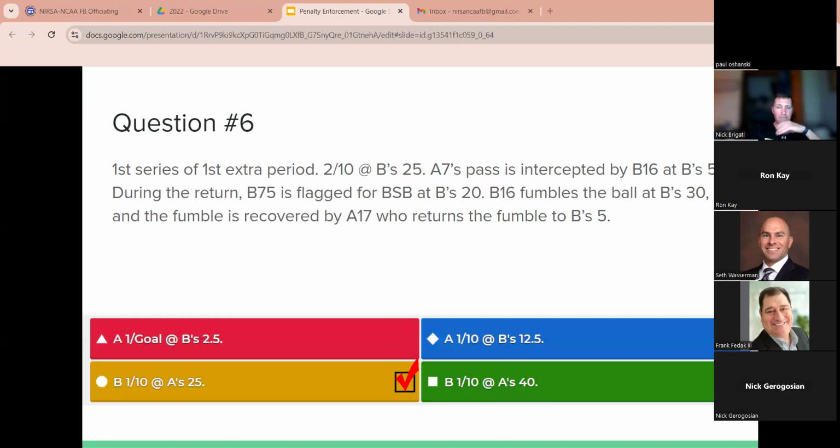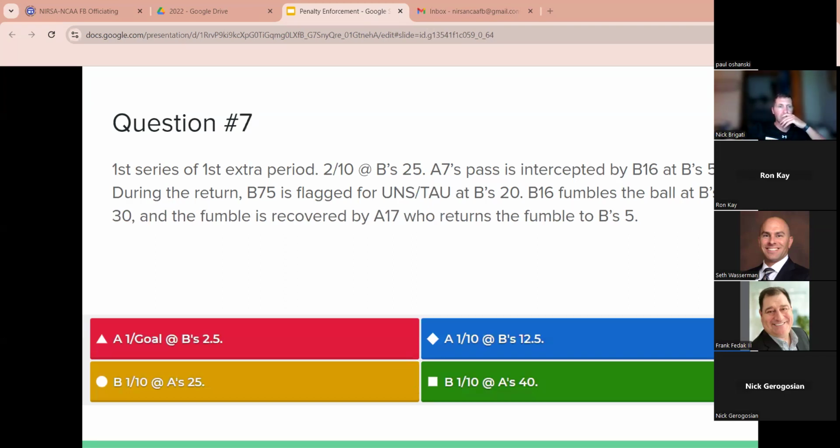Thanks, Mark. Appreciate it. Richard. First series of the first extra period, 2nd and 10 at B's 25. A7's pass is intercepted by B16 at B's 5. During the return, B75 is flagged for taunting at B's 20. B16 fumbles the ball at B's 30, and the fumble is recovered by A17, who returns the fumble to B's 5.